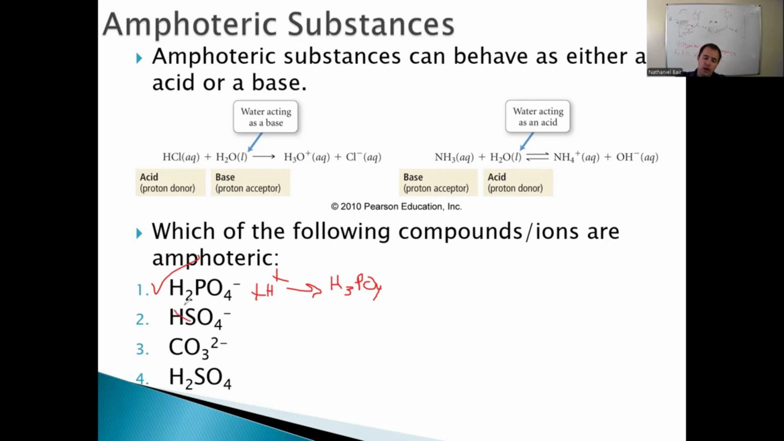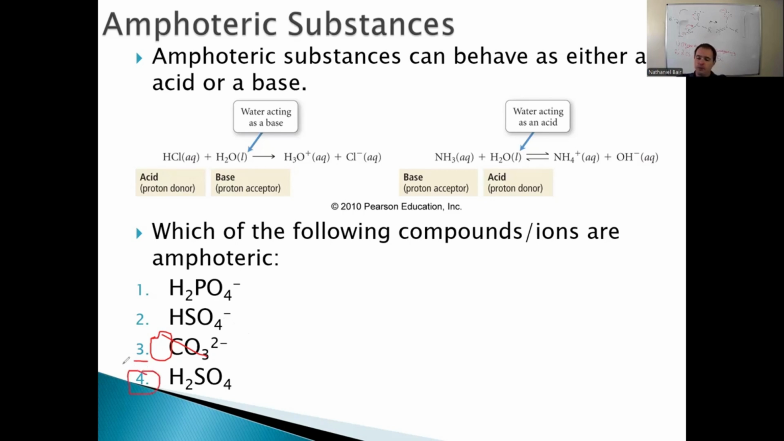HSO4-, well, this could get rid of a hydrogen, be an acid, could donate a hydrogen and become sulfate SO4 2-. And it could also accept another H+ and become H2SO4. So that's totally amphoteric. Number 3, okay, this doesn't have a hydrogen. And if you don't have a hydrogen, you can't be an acid, right? Not in the Bronsted-Lowry sense, which is what we use here. So that's a no. Carbonate could be a base. This could accept a hydrogen, become HCO3-, but it can't donate a hydrogen. It can't be an acid.